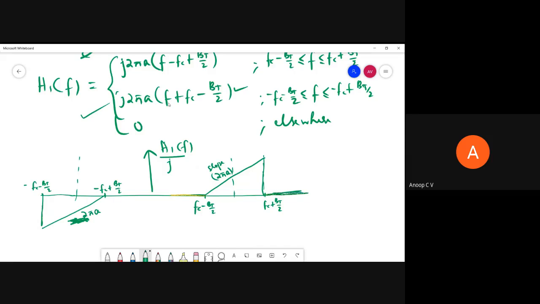Because for negative frequencies, f will be negative. This f will be negative. That's why this part is negative, even though the slope is the same, as for negative frequency f is negative. This part is negative, this part is positive. That is the difference.